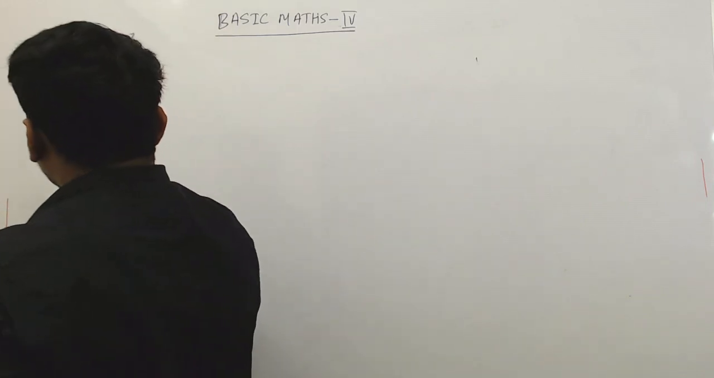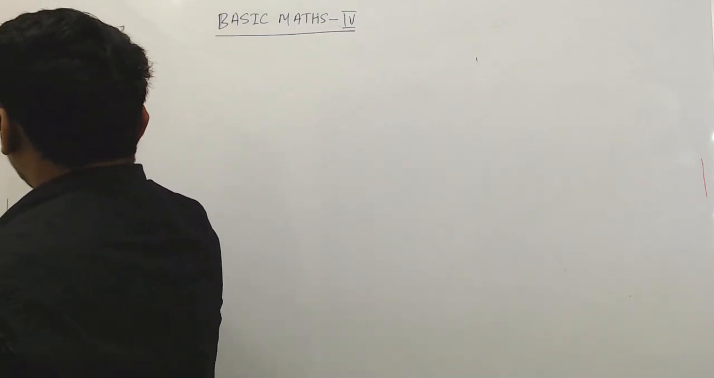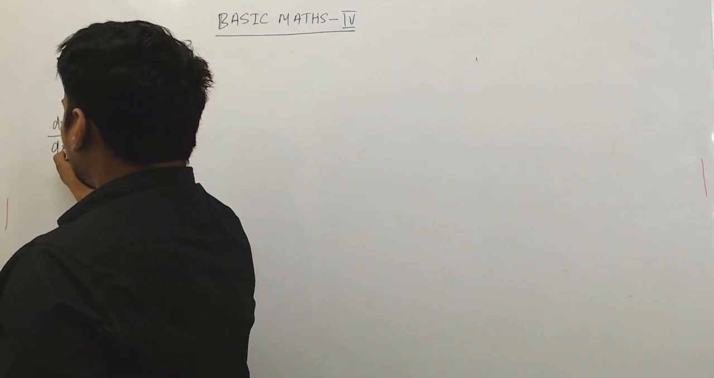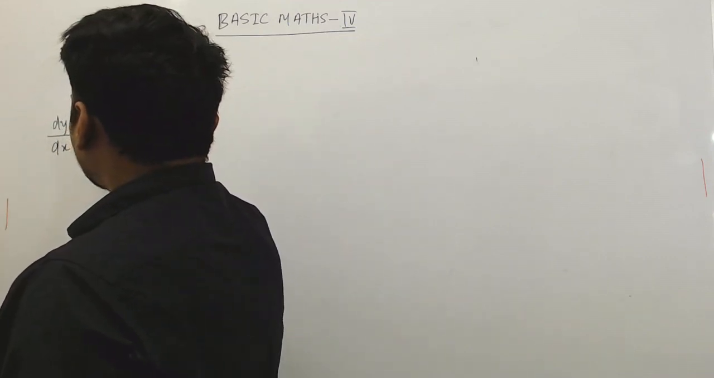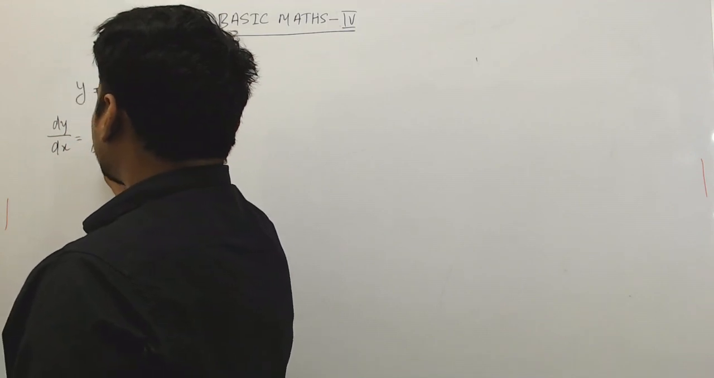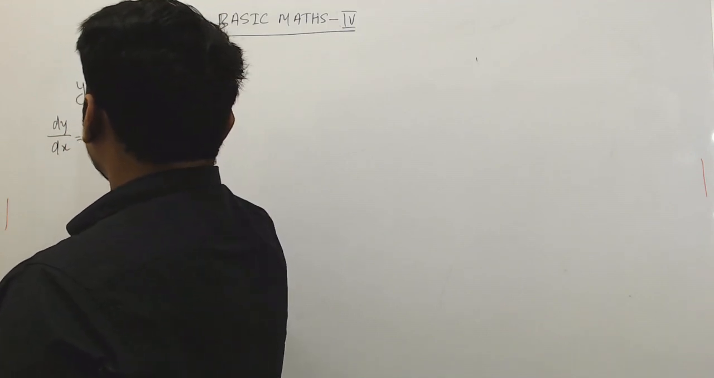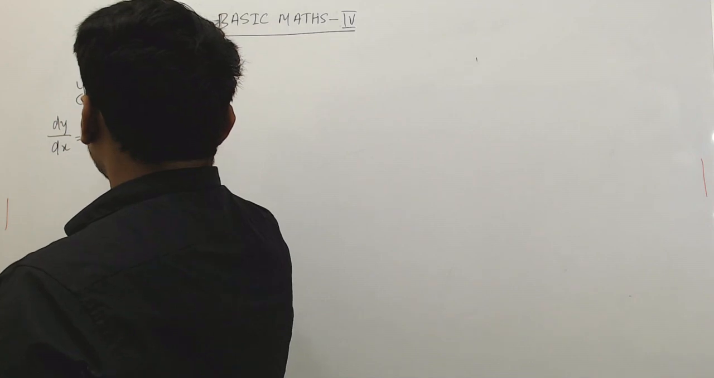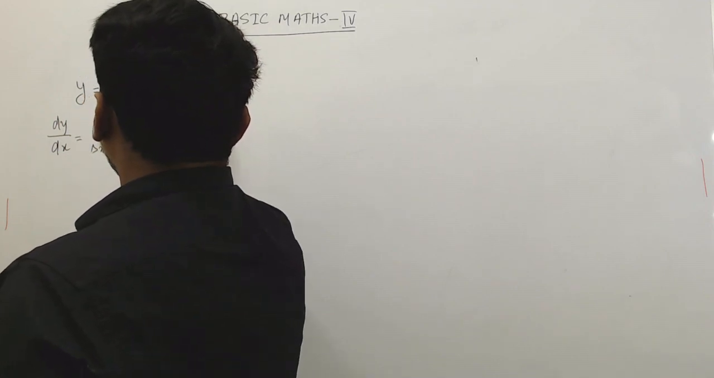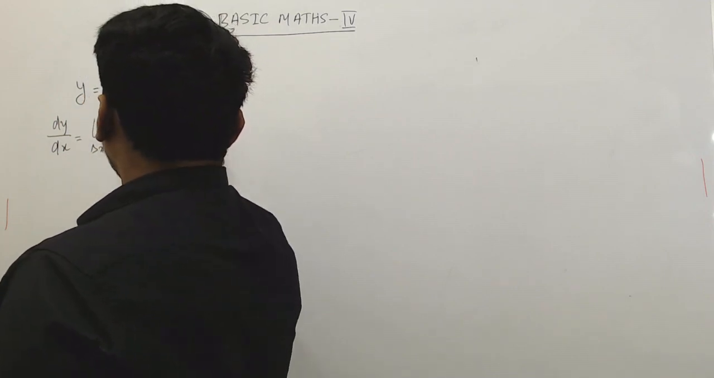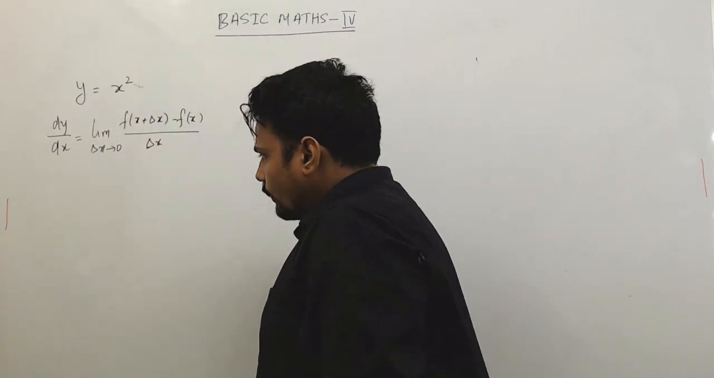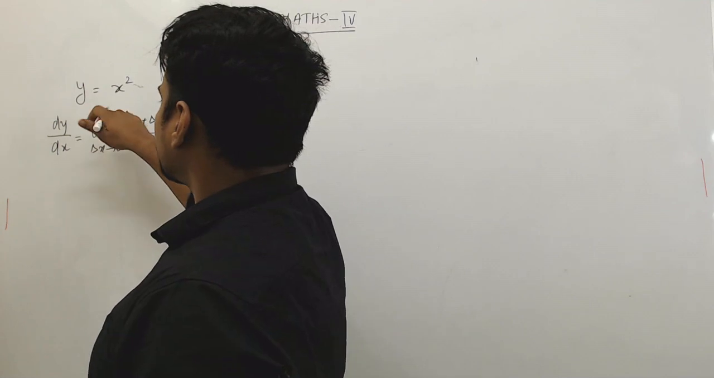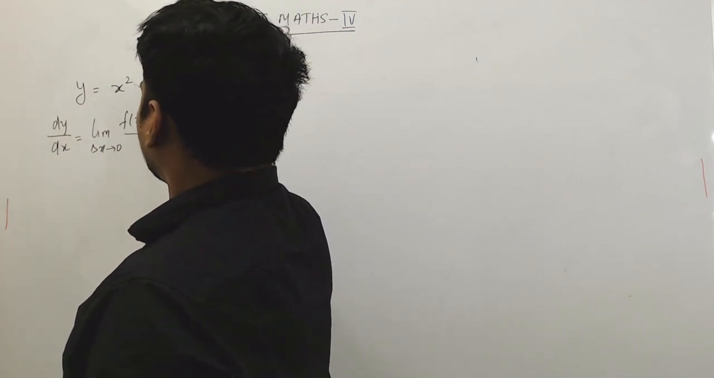So for that, I know that dy by dx should be equal to what? Just now we have seen that it is going to be limit delta x tends to 0, f of x plus delta x minus f of x upon delta x. All good? Now, what is f of x? This is your f of x, right? You can just, for your convenience, write f of x.